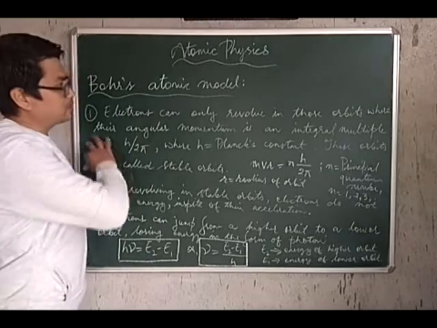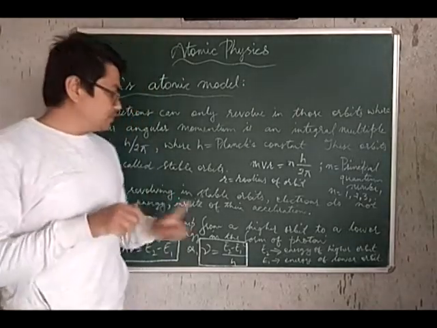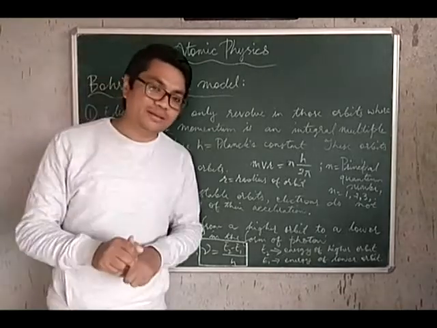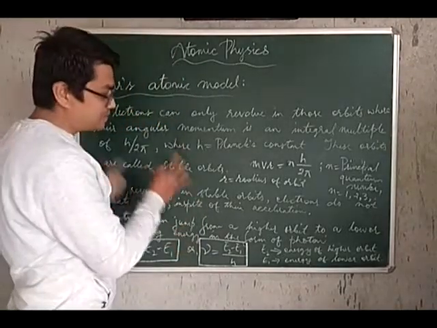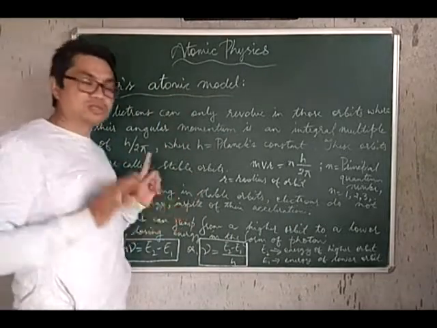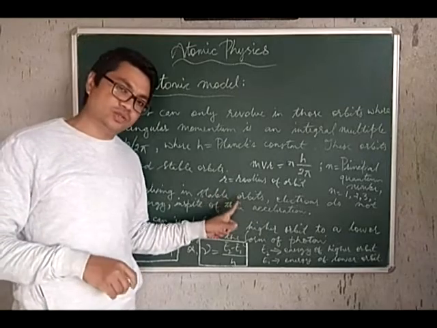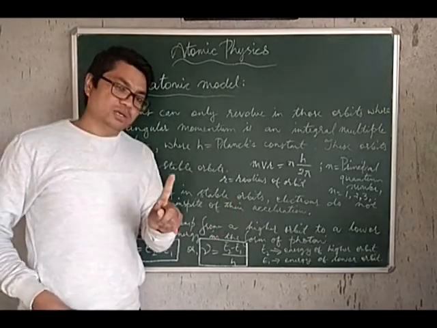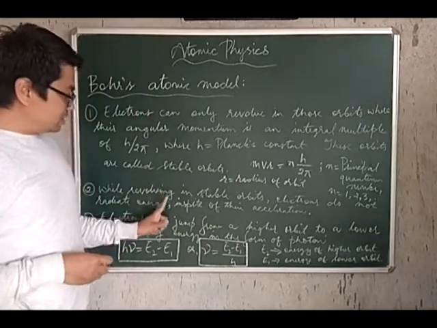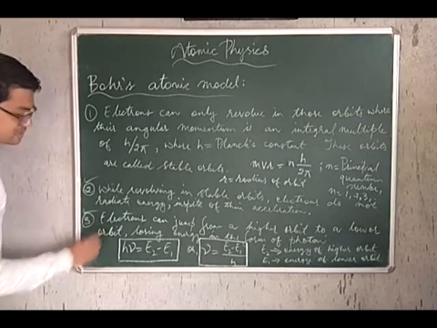Okay, so Bohr's atomic model could explain the stability of the atom also. After Bohr's atomic model, the atom is stable because the electrons are not losing energy in the form of radiation, although they are being accelerated. So this is for the stability of the atom, and this is for the line spectrum.